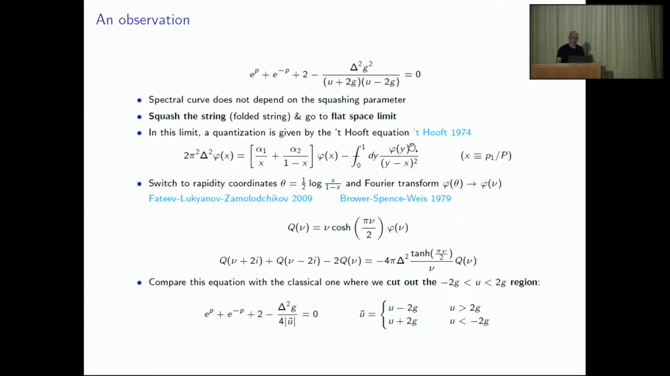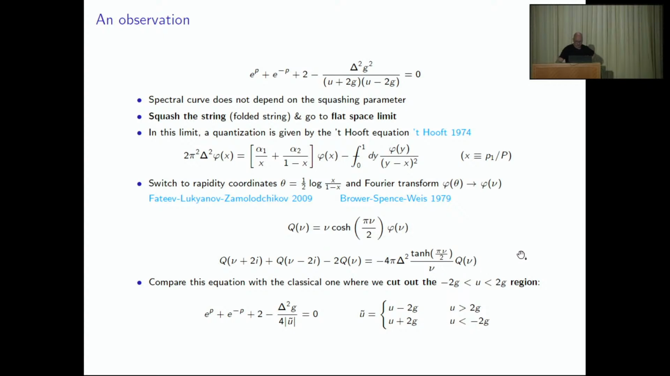Okay, so then this integral equation describes the wave function. Alpha 1 and alpha 2 are the renormalized mass squared numbers here. You can set them to 0 for the purposes of this talk. And now you can switch to rapidity coordinates, this theta, given by this expression, and do a Fourier transformation. And then you end up with some new function psi, still an integral equation, but you can turn that into a difference equation. So a simpler version was already in this paper by Brower, Spence, and Weis at the end of the 70s. But this particular equation I've seen in this paper by Fateev, Lukyanov, and Zamolodchikov in 2009. So they end up with this equation.